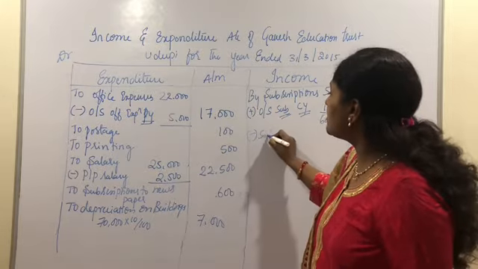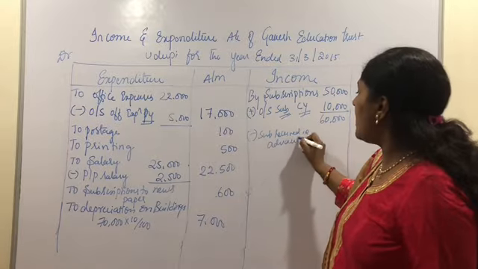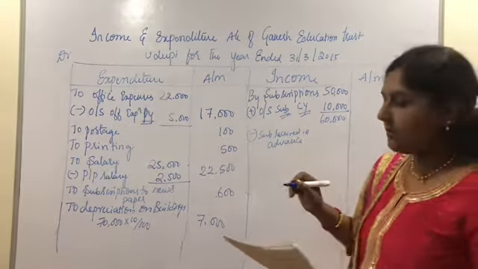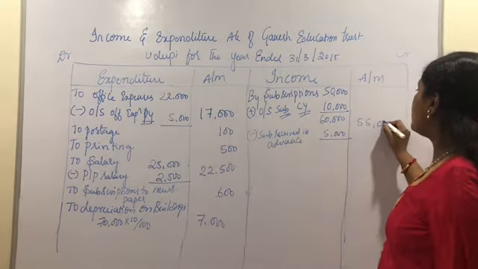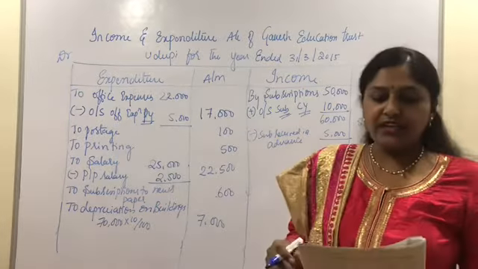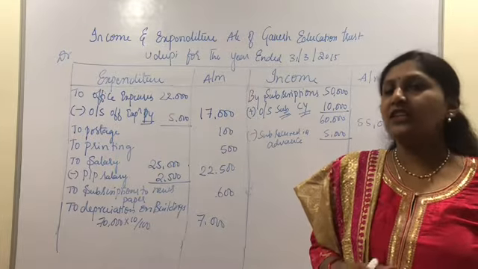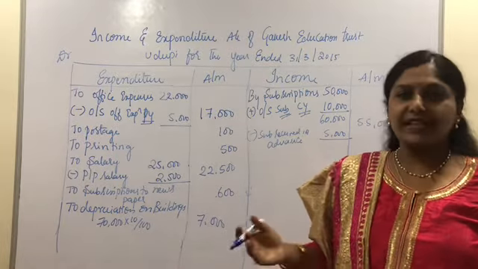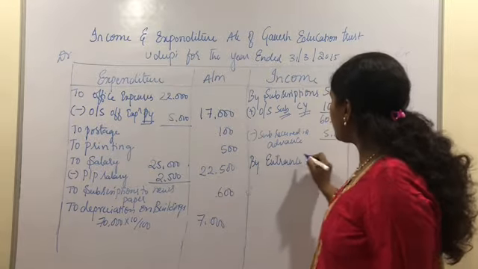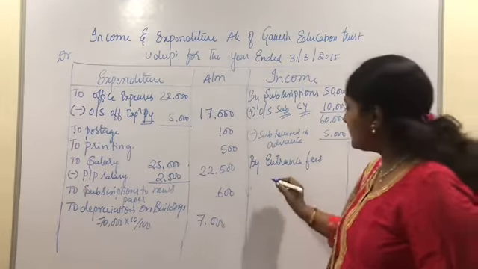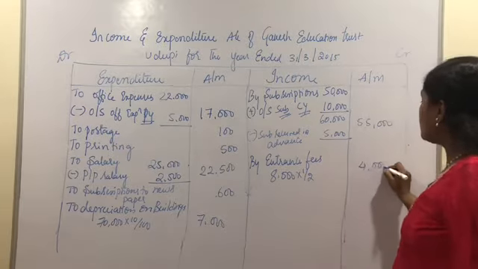Then we have subscriptions received in advance, and the balance of subscriptions received in advance is 5,000 rupees. The net balance of subscription will be 55,000. After the subscription, the next income is entrance fees, and according to this particular problem, half of the entrance fees need to be treated as revenue and the remaining half need to be treated as capital. So by entrance fees, the balance of entrance fees is 8,000 and half of 8,000 will amount to rupees 4,000.